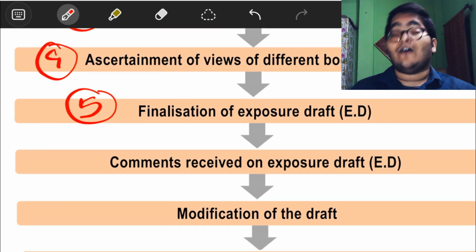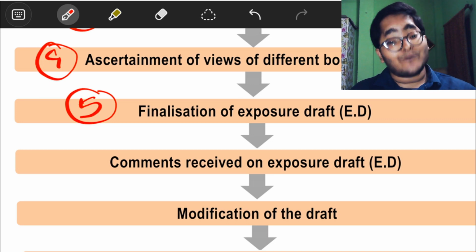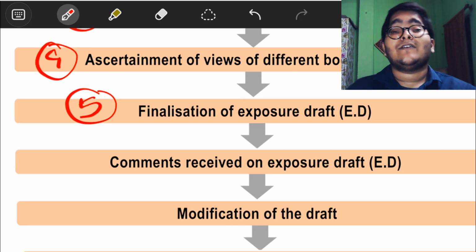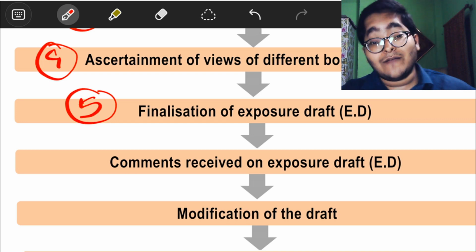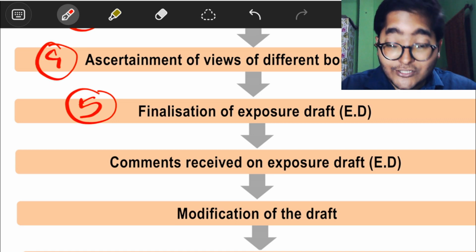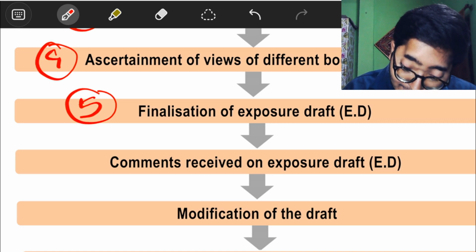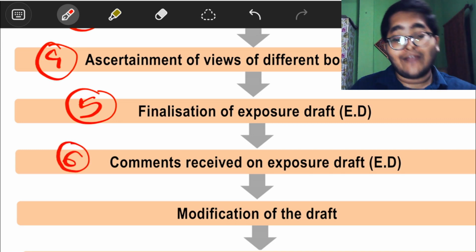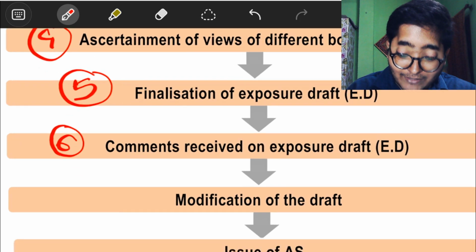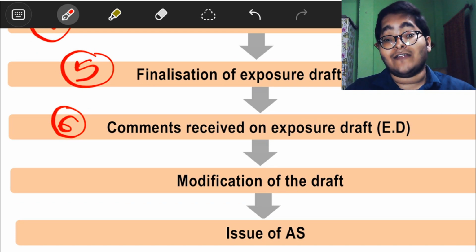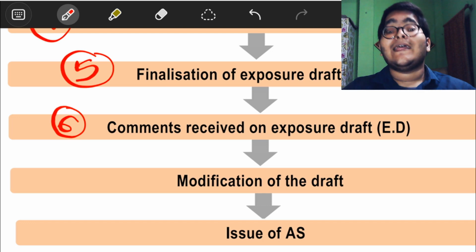The sixth step is comments received on the exposure draft. The finalized exposure draft that is modified after the views of different bodies is circulated among different members and different persons. The study group and knowledgeable persons give their comments on such exposure draft. The exposure draft is commented on so that various shortcomings can be corrected and various other changes can be made for better functioning of the accounting standard that is the product of this exposure draft.